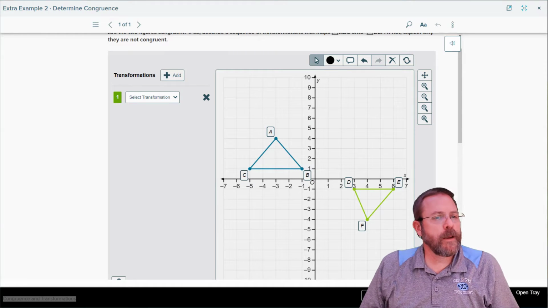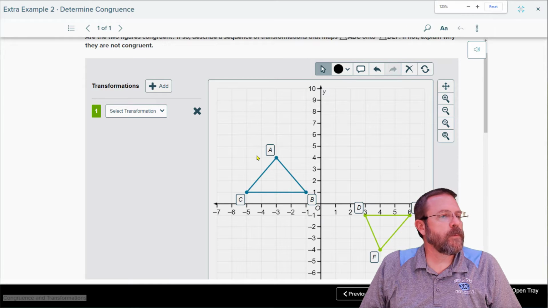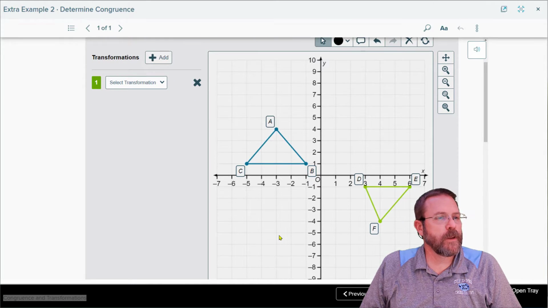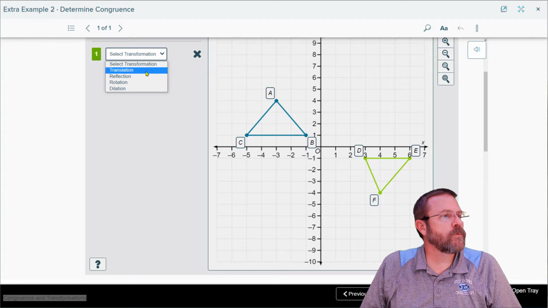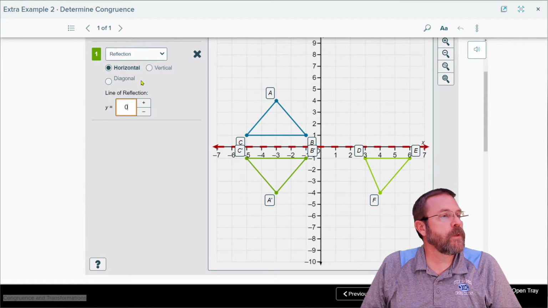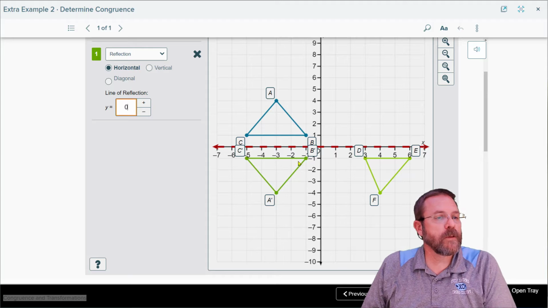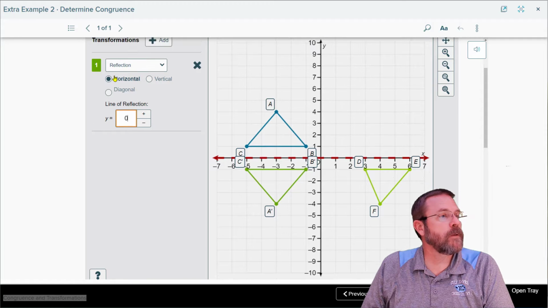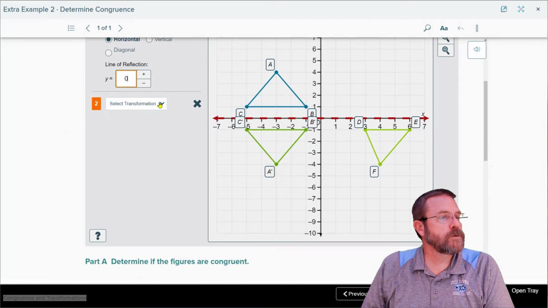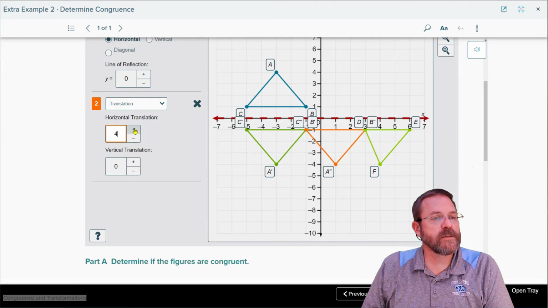When I'm looking at it, I think the first thing I want to do is flip triangle ABC across the x-axis, the horizontal axis. So I'm going to start with a reflection or a flip across the horizontal axis, and you can see that happen right here. Now I need to slide it. So let's go 1, 2, 3, 4, 5, 6, 7 spaces to the right. So I'm going to add a transformation, and this one is going to be a translation where I'm going to do a horizontal slide of 8 spaces.